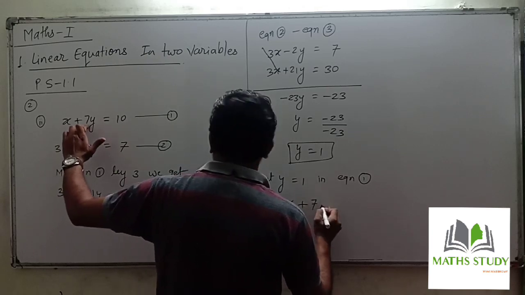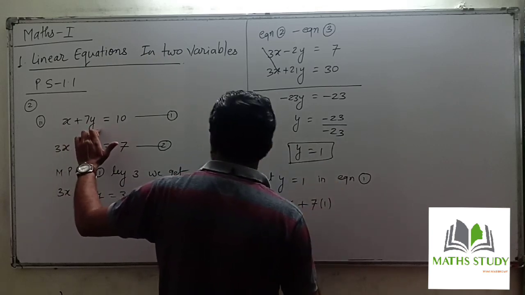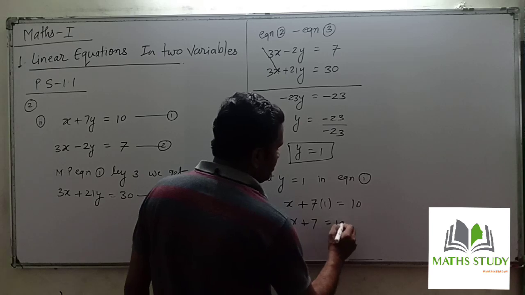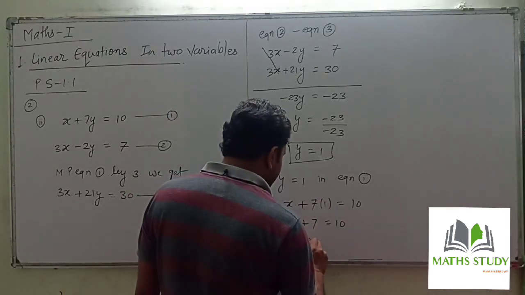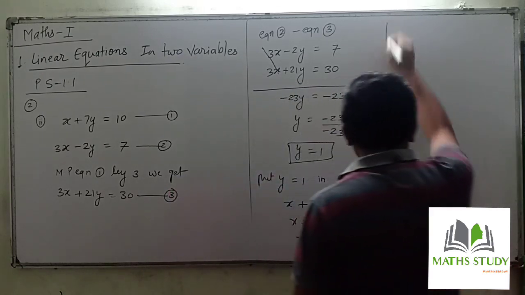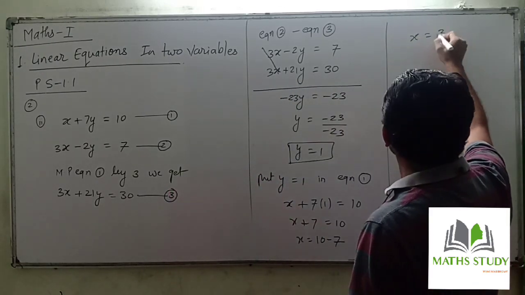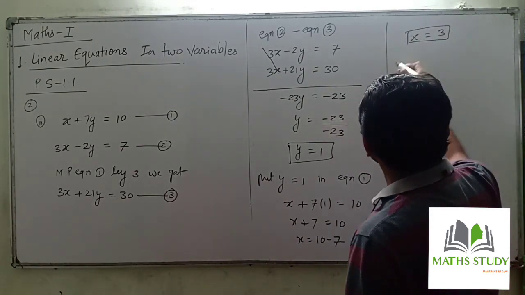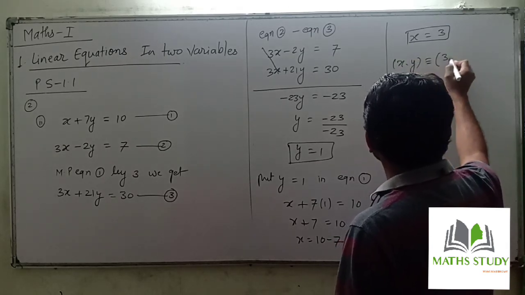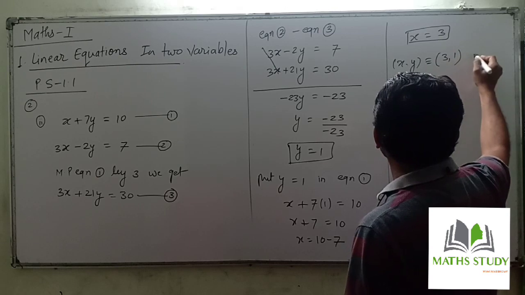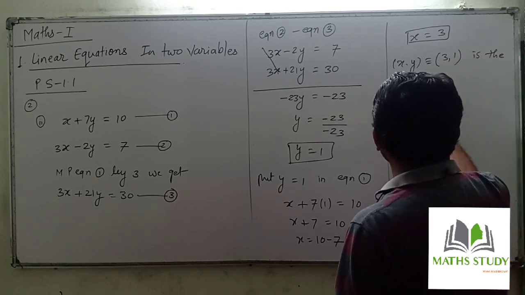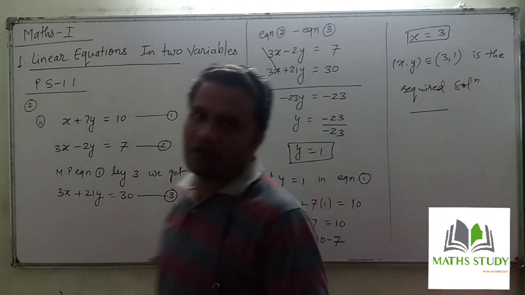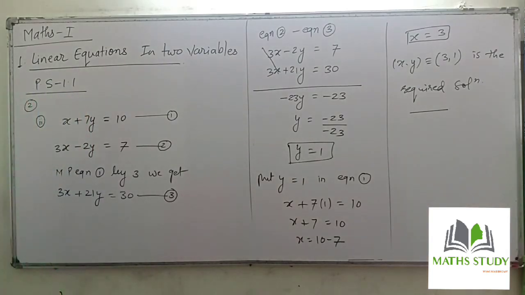So here we have written x plus 7y is equal to 10. Y is 1, so x plus 7 ones are 7 is equal to 10. 7 will go to that side. X is equal to 10 minus 7. 10 minus 7 means 3. So x is equal to 3. In this way, x comma y, x is 3, y is 1, is the required solution. Okay, write down that.